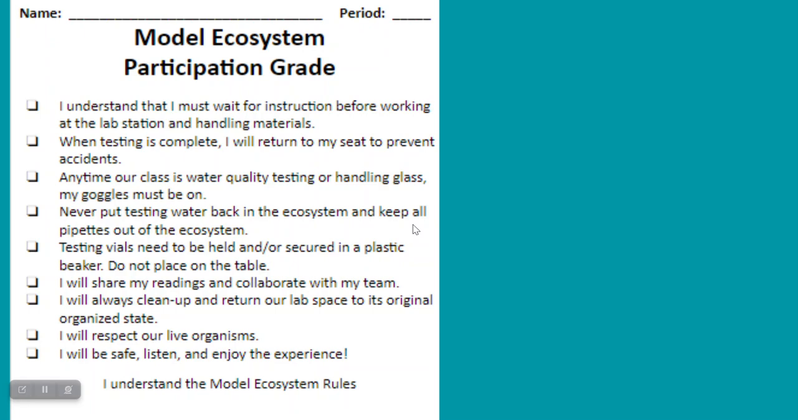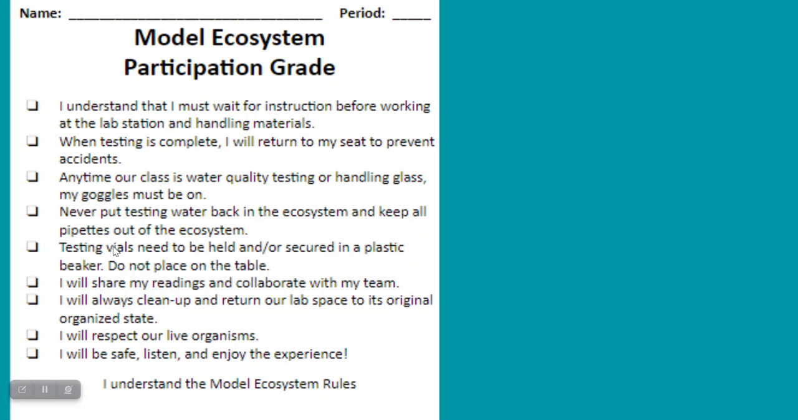Also, we use pipettes, which are really specialized eyedroppers, to extract water from beakers and things, especially when we're doing nitrite testing. Don't put your pipettes in the ecosystem. Make sure you don't do that. You're always going to take some sort of a sample in a cup or a beaker, and you're going to use your pipettes in the beaker or the sample cup.